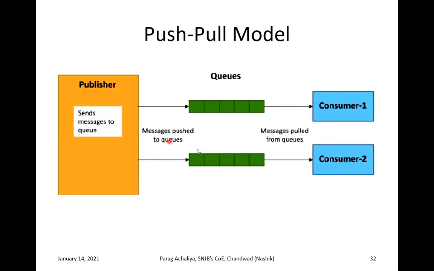The messages are pushed to the queue and the messages are pulled from the queue. That's why it is named your push pull method. And you know the nature of queue, that is first in, first out. It is not a stack, like first in, last out, or last in, first out.